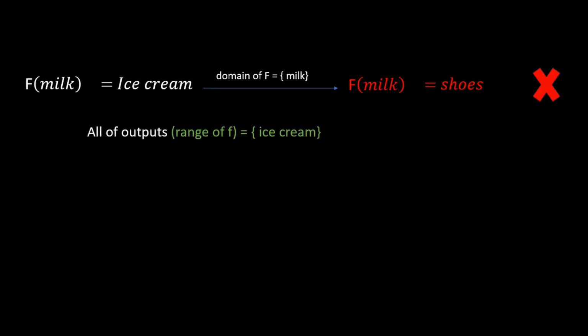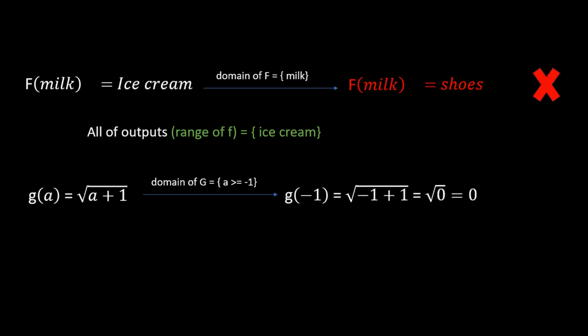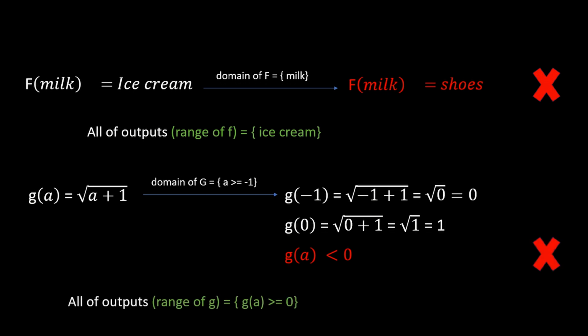In another example, if g(a) equals the square root of a plus 1, the domain is all numbers greater than or equal to negative 1, and the outputs will always be greater than or equal to 0. For instance, if the input is negative 1, the output is 0. If the input is 0, the output is 1. This function will never give you a negative output. So the range of function g is all numbers greater than or equal to 0.